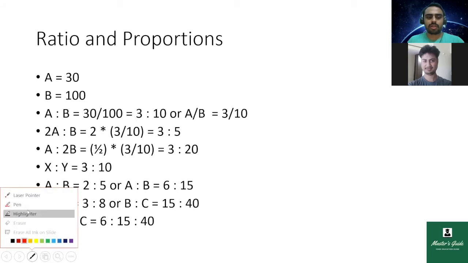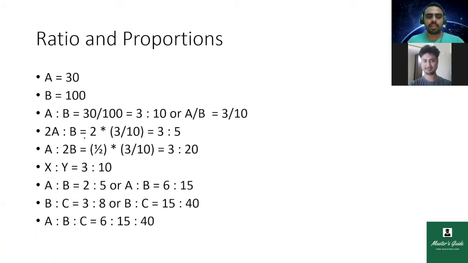If we are given a ratio A is to B as 3 is to 10, we should not take it directly as A equal to 3 or B equal to 10. This is a basic we must already know. If you want to double a ratio, like A is to B as 3 is to 10, we just multiply the denominator by 2, so 3 by 10 becomes 3 is to 5.